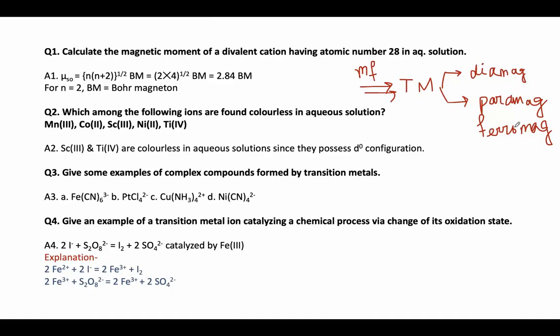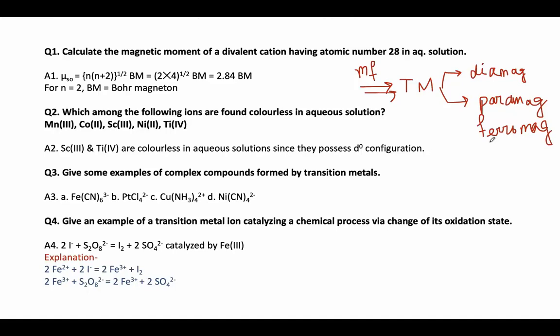Paramagnetic compounds are those which are attracted, and many transition metal ions here will be paramagnetic. But if a compound is very strongly attracted to the applied magnetic field, this is called ferromagnetism. So all the paramagnetic compounds are not ferromagnetic compounds, but all the ferromagnetic compounds are indeed paramagnetic compounds. So this was a brief introduction about the magnetic properties of a transition metal.